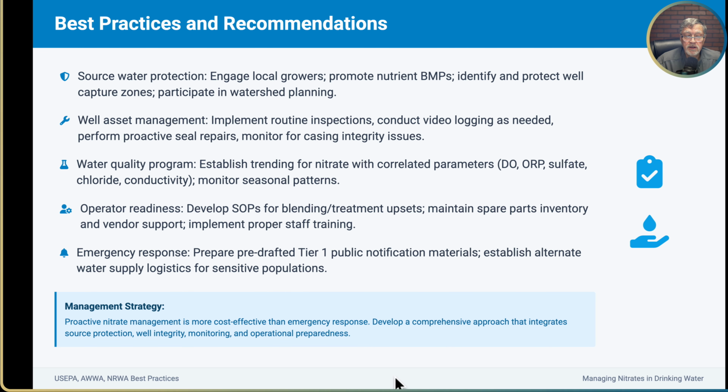Operator readiness, you're going to want to develop SOPs, standard operating procedures for blending and treatment upsets, maintain spare parts inventory and vendor support, and implement proper staff training and emergency response. We talked about that. Prepare pre-drafted Tier 1 public notification materials so you're good to go if you need to, and establish alternate water supply logistics for sensitive populations just in case you start to exceed some of those parameters. Proactive nitrate management is much more cost effective than emergency response. So you want to have a comprehensive approach.